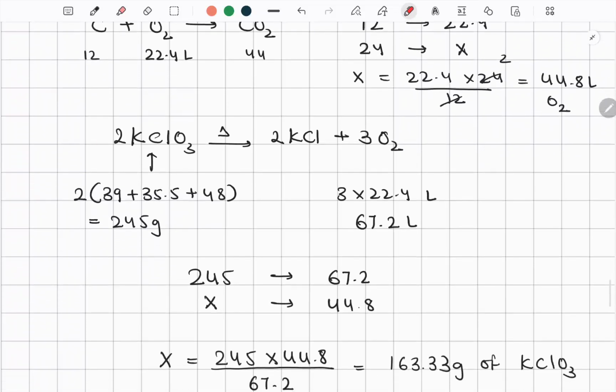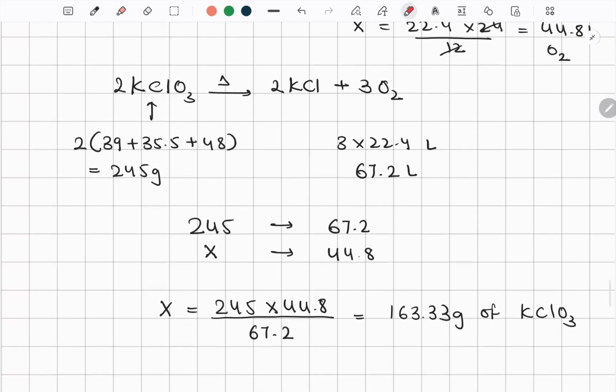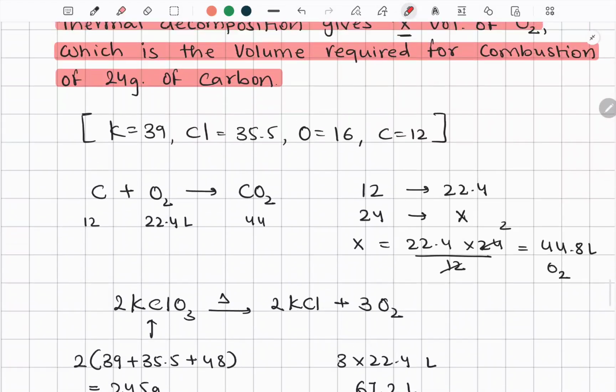Then we used the first chemical equation and saw that 245 gram of KClO3 gives us 67.2 liter of oxygen. Then using the unitary method, if 245 gram gives you 67.2 liter, then X gram would give you 44.8 liter, and we got the answer 163.33 gram of KClO3, which would be required to produce 44.8 liter of oxygen, which will completely combust the 24 gram of carbon.